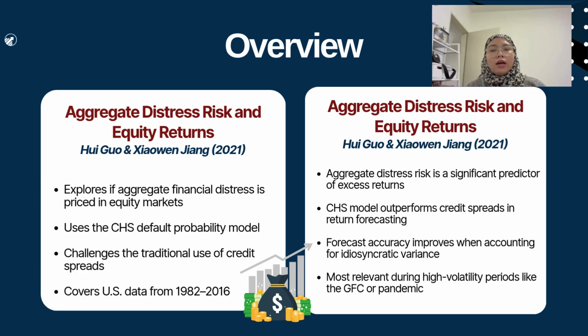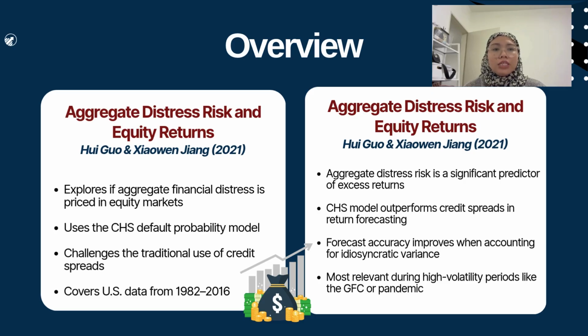Okay, so thank you, Laila, for the introduction. So I'm going to explain about the first article that is written by Guo and Jiang in 2021, which explores how financial distress on a market-wide level affects equity returns. So they use a special model known as the CHS model, short for Campbell, Hilscher and Szilagyi. This model calculates the default probability of companies, meaning how likely firms are to go bankrupt.